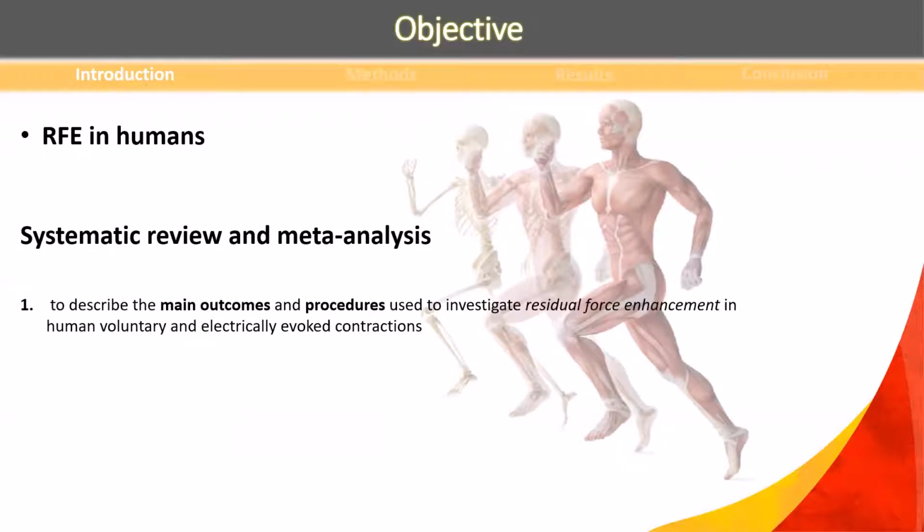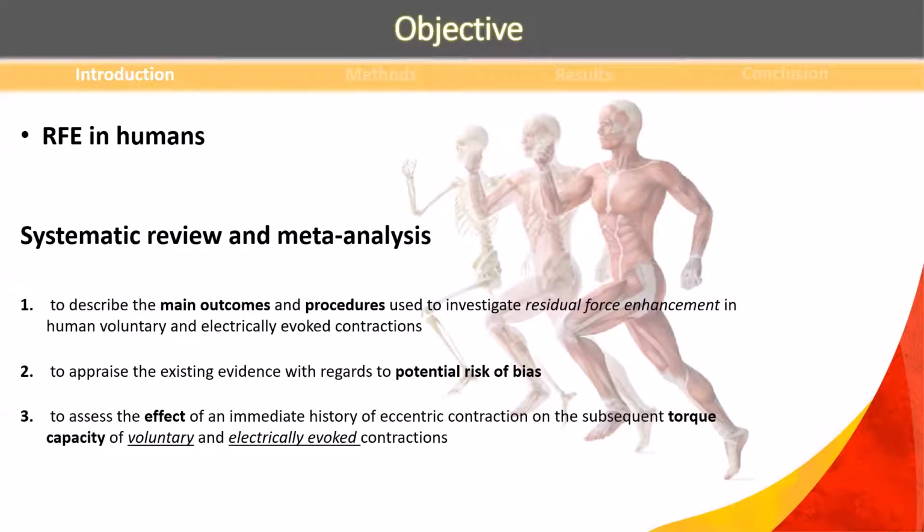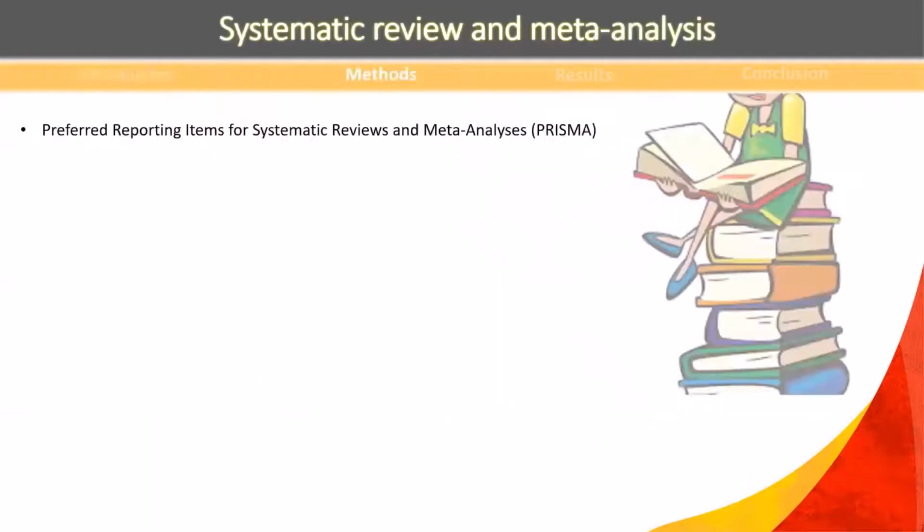Specifically, we aim to describe the main outcomes and procedures used to investigate residual force enhancement in human voluntary and electrically evoked contractions. Also to appraise the existing evidence with regards to potential risk of bias and to assess the effect of an immediate history of eccentric contraction on the subsequent torque capacity of voluntary and electrically evoked contractions.